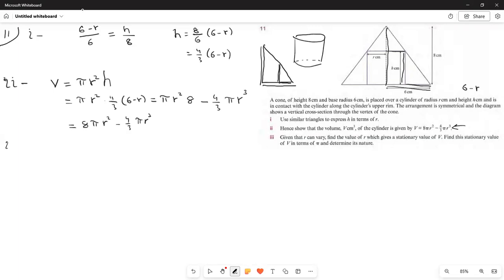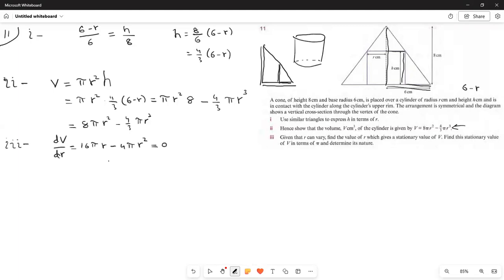Now let's go to part 3 of this problem. Part 3 says, given that r can vary, find the value of r which gives the stationary value of V. Find this stationary value of V in terms of pi and determine its nature. So let's find dV by dr in order to find the stationary point. This is going to be 16 pi r minus 4 pi r squared. Now I make it equal to 0 and solve for r.